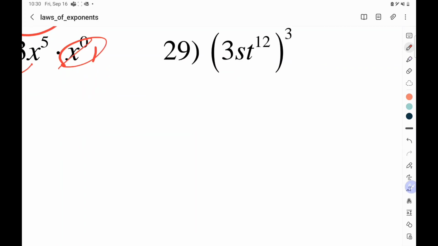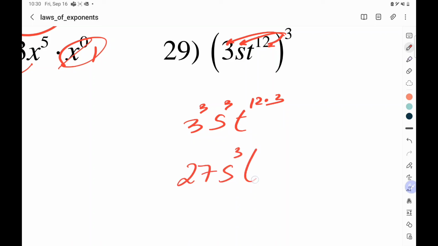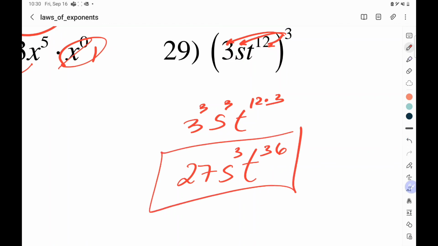Let's go to number 29. For 29, we just have to distribute the exponent to everyone, correct? So that becomes 3 cubed, s cubed, and then t to the power of 12 times 3. So what is 3 to the power of 3? 3 to the power of 3 is equal to 3 times 3 times 3, that is 27. Then s to the power of 3, t to the power of 36, because 12 times 3 is equal to 36. That's your final answer for number 29.